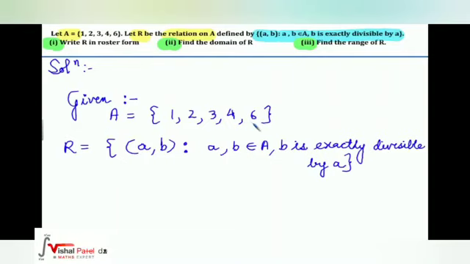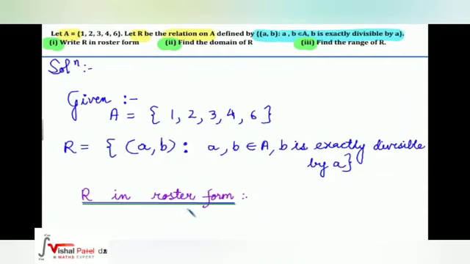5 is skipped. And R is equal to (a, b), where a, b belong to A and b is exactly divisible by a. That means your relation is a with b. You have to take both a and b from A, and b is exactly divisible by a.